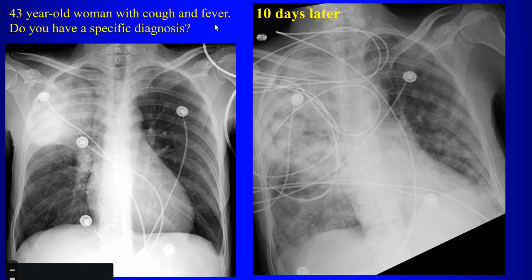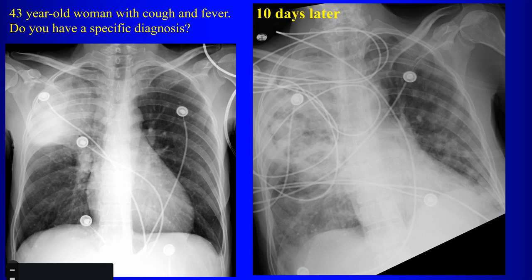We have a 43-year-old woman with cough and fever. There's our initial chest radiograph. Here's our chest radiograph 10 days later. First, we describe the findings. What are the findings here on the initial chest radiograph? Right upper lobe opacity. What do you think that is, given the history? There's cough and fever. What are you going to call it? Consolidation. Is the consolidation here pneumonia? So pneumonia, right? So you have a big lobar pneumonia there in the right upper lobe.